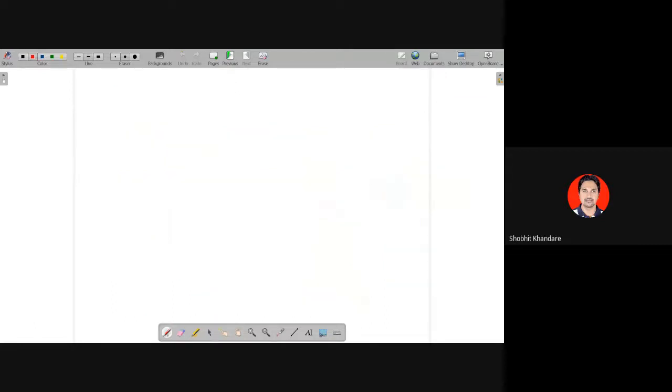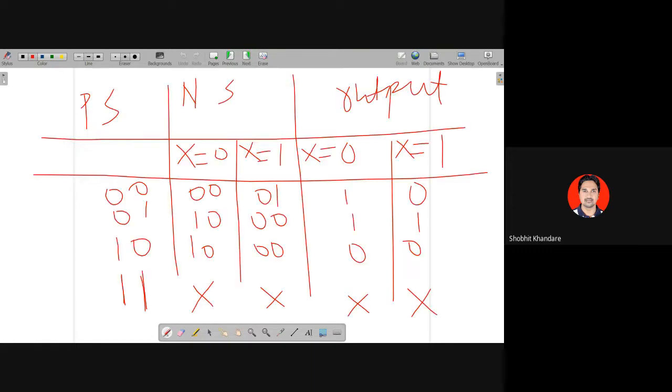Now we want to design a sequential circuit. So if you have to design the sequential circuit, you will have the K map for D1 and you will have the K map for D2. So in this, you also have the K map for output. Here you have 3 K maps.